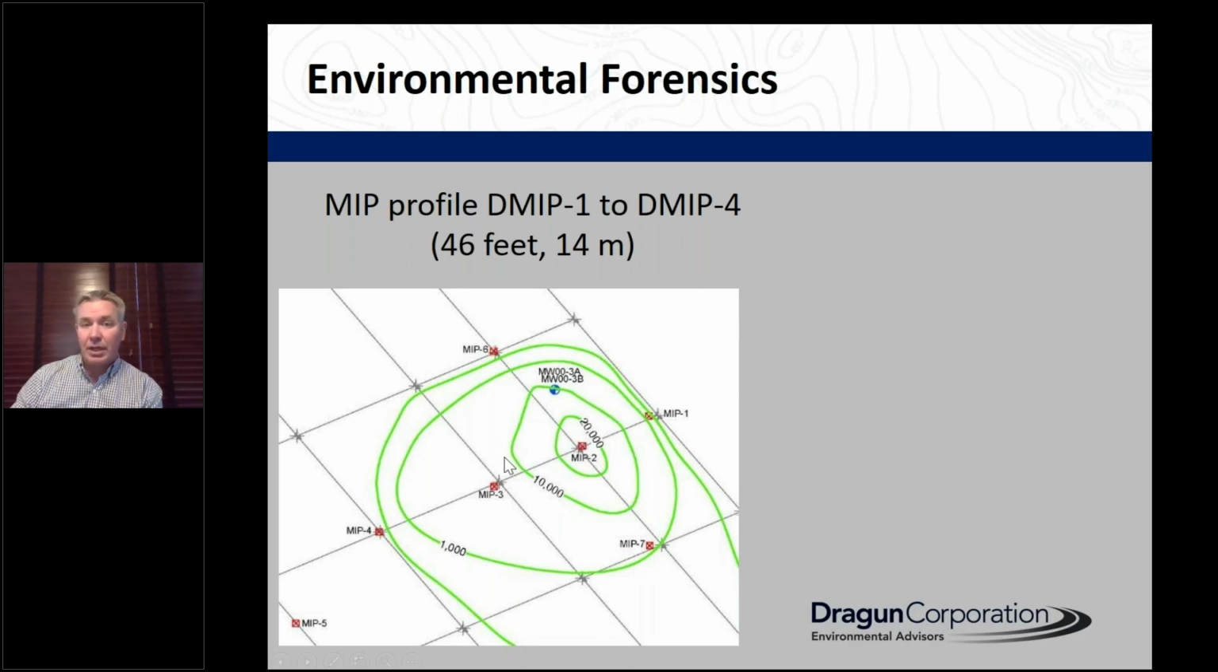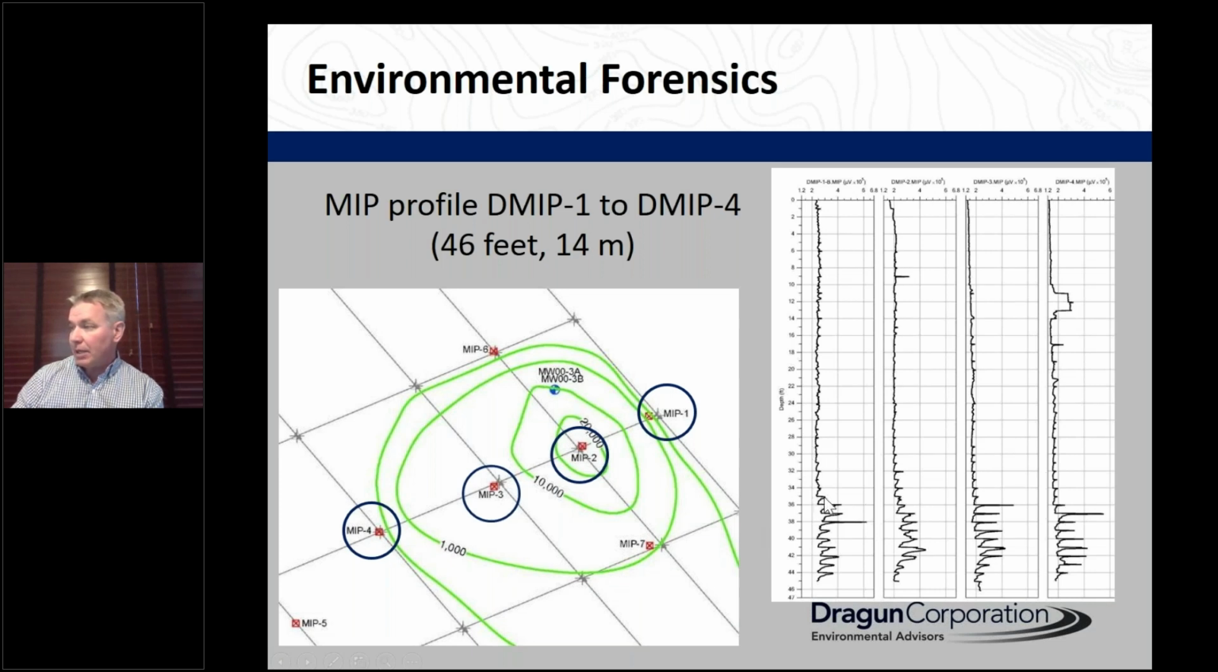A membrane interface probe uses a carrier gas circulated across a membrane in the probe tip and analyzed at the surface to generate relative VOC concentrations as you advance the probe. So you're getting real-time data. The green contours here show our passive soil gas concentrations, and we completed a line of MIP borings in the flow direction and also a line perpendicular to the flow direction. From these MIP logs, you can see that the impacts start at about 36 feet below grade and go down to maybe 42 feet below grade.